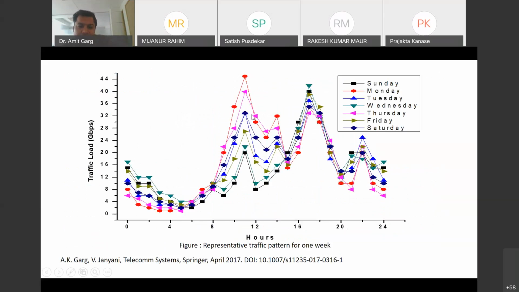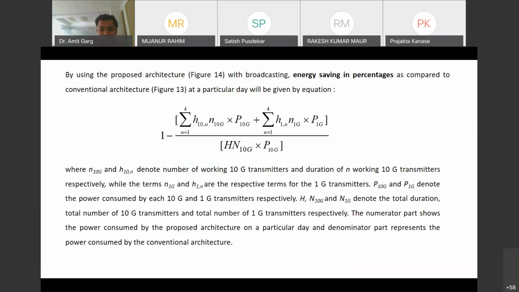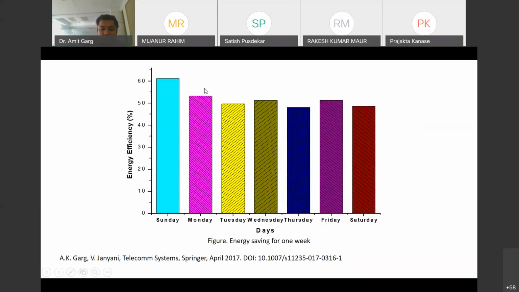So let's say we have some random representative traffic pattern for a week, for Sunday, Monday, Tuesday, Wednesday, Thursday, up to Saturday. If the network traffic load is below a certain data rate, then we'll switch to 1 Gbps. Otherwise, we'll use 10 Gbps. Just by employing this system for this traffic pattern, this is the amount of energy that we can save on different days. So Sunday, Monday, Tuesday. Almost 50 to 60% of the energy can be saved by employing this dual rate structure.